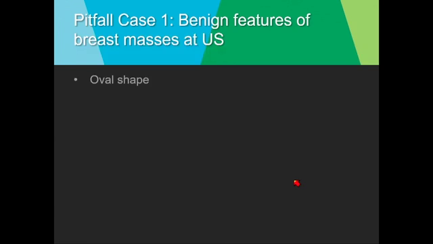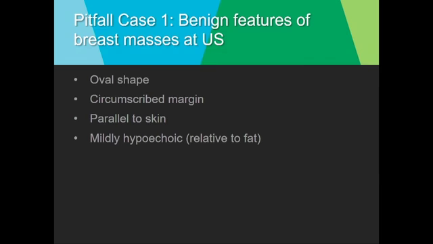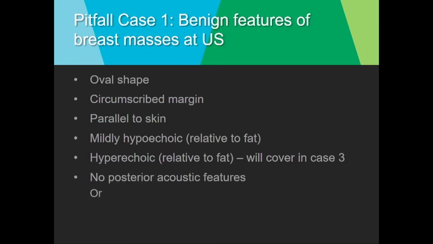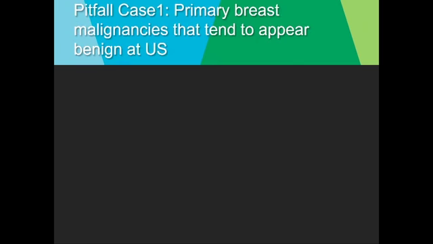Just to quickly review the benign features of breast masses at ultrasound: oval shape, circumscribed margin, parallel to the skin surface, mildly hypoechoic, and that's relative to fat, hyperechoic, which is also relative to fat, and as I mentioned, we're going to talk about hyperechoic masses in case 3. No posterior acoustic features or posterior acoustic enhancement, also as in this case.